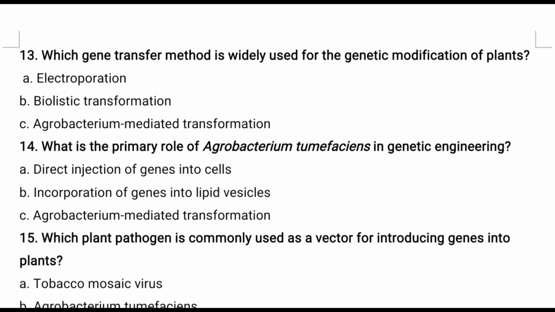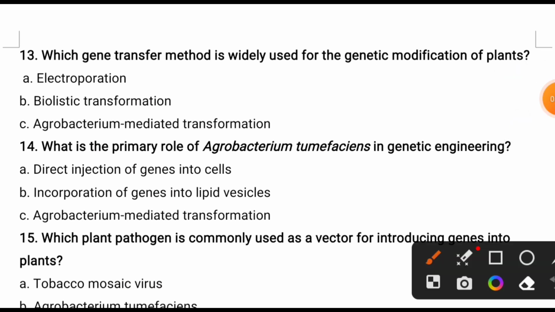Which gene transfer method is widely used for the genetic modification of plants? Options are electroporation, ballistic transformation, agrobacterium mediated transformation. Okay, so let's see the next question. Generally, the widely used technique is agrobacterium mediated gene transfer, which is widely used to transfer genes into higher plants. Okay, what is the primary role of agrobacterium tumefaciens in genetic engineering?